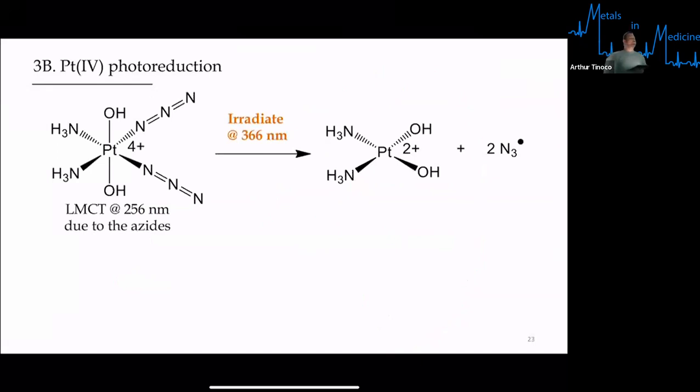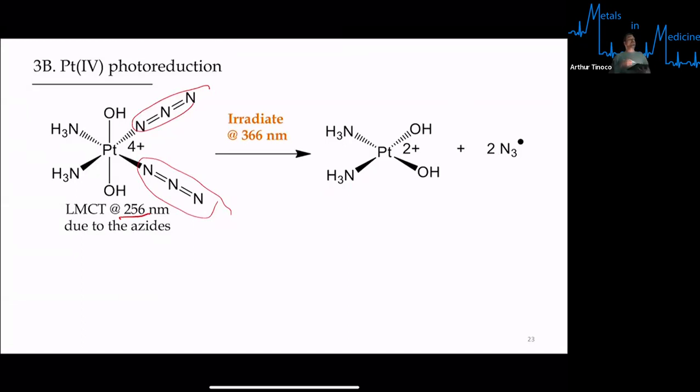All right, so let's look at examples of how light can contribute to this. So here we're looking at platinum again. As I told you, platinum is always one that people like to really focus on. So platinum 4, we have this complexation where we're looking at these azides that are coordinated to the metal center, okay? So coordination number 6, the principal feature is that this has a ligand to metal charge transfer absorbance at 256 nanometers, and that's because of the azides.